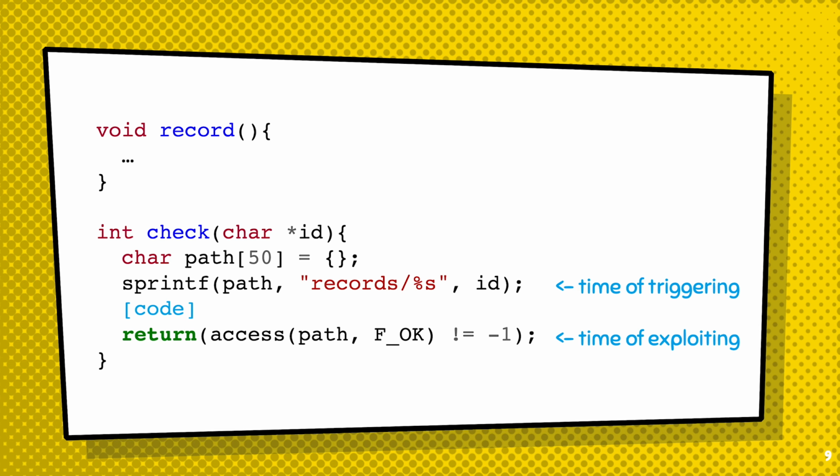That is the moment that our IP is really controlled by us and shellcode will be executed. So any code between the time of triggering and the time of exploiting may change the path or may check the path. So we need to be careful when we pave out the input so that by the time of exploiting, the shellcode keeps exactly what we want.